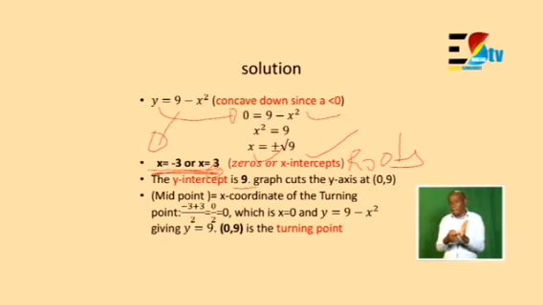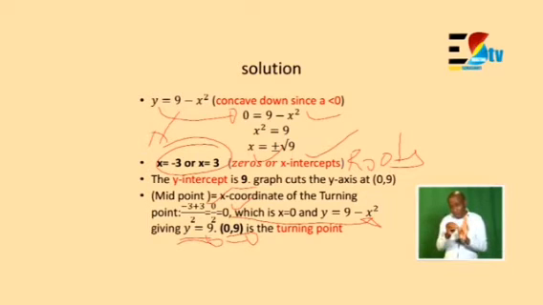I did mention when you have the x-intercepts, you can easily get the x coordinate of the midpoint. You just add those two numbers and divide by 2. That's what we have done here. We get negative 3 plus 3 is 0, divided by 2, you get 0. To get the y coordinate, you substitute into the equation. Where there is x, you put 0. Then you'll see y is equal to 9. So you have this coordinate as our turning point.